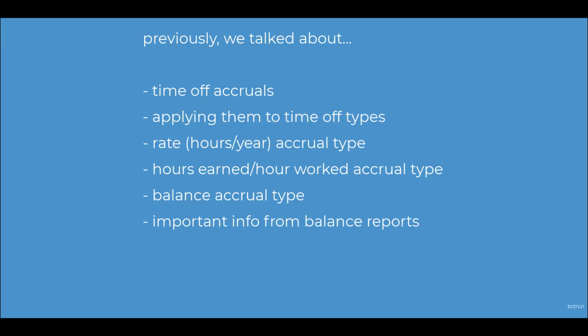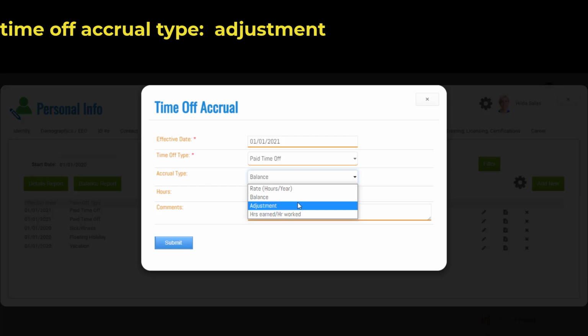In the last few videos, we introduced you to time off accruals, what they are, how they're used and applied to time off types, and a closer look at the rate, hours earned per hour worked, and the balance accrual types in BizRun. We also demonstrated and talked about some helpful information provided when running balance reports, information that can help you and your people make important decisions and better manage your leave and time off. In this particular video, we're going to focus on the last time off accrual type called adjustment.